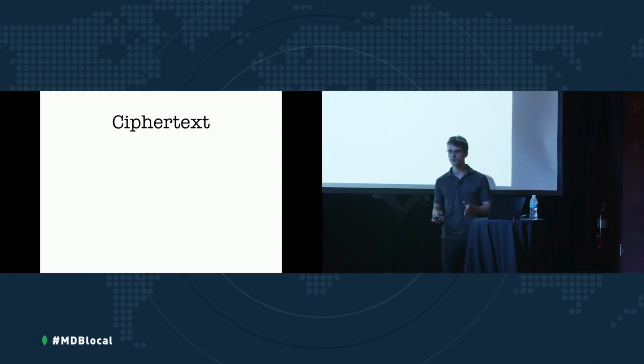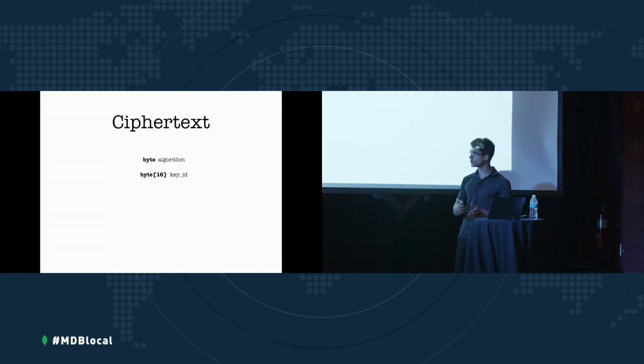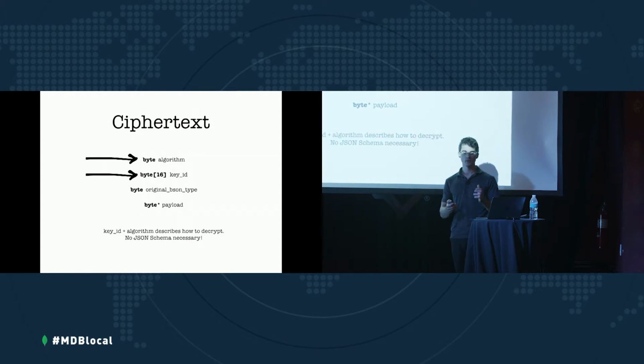The actual layout of the bytes in the ciphertext is as follows. First byte is the algorithm, either 1 or 2, indicating random or deterministic. The next 16 bytes identifies the UUID of the key that was used to encrypt, followed by a single byte for the original underlying BSON type, and then the result of the block cipher. So there are a few things worth noting. One, since we include both the algorithm and the key ID, the ciphertext describes how to decrypt it. So even if your ciphertext were to move, like you projected it out, you copy-pasted it somewhere, whatever, within the ciphertext there's enough information to decrypt it, assuming you still have access to your key vault.